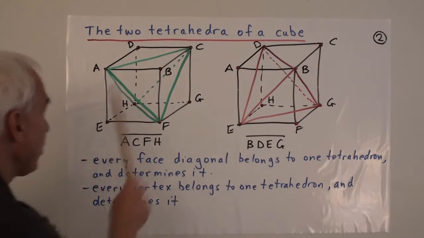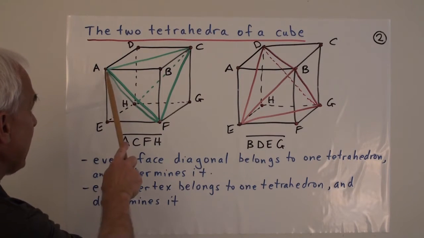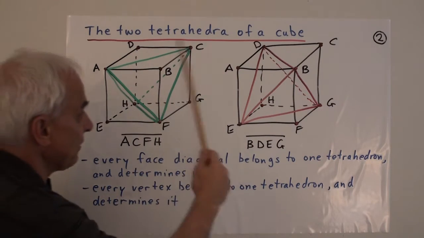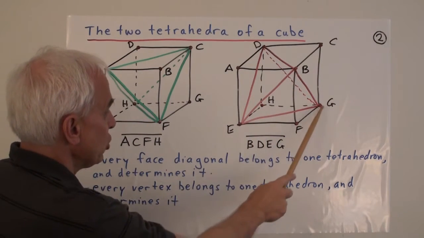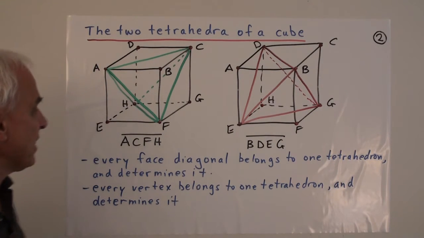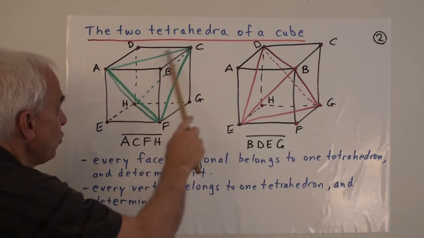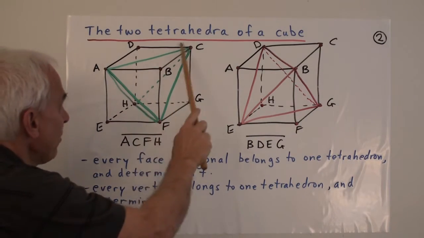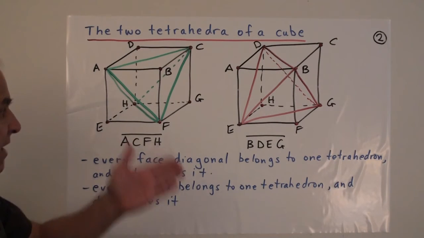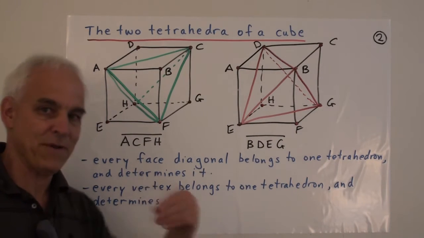So here in this picture, with the cube oriented in a fixed position, we see a green tetrahedron consisting of the points A, C, F, and H, and then a red tetrahedron consisting of the other 4 points B, D, G, and E. And we note that every face diagonal, so every diagonal of a face, say of this top face here, there's 2 diagonals, that one there and that one there, and one of them belongs to the green tetrahedron and the other one belongs to the red tetrahedron. And that's true of every face. Every face has 2 diagonals, and one of those diagonals belongs to the green one and the other one belongs to the red one.